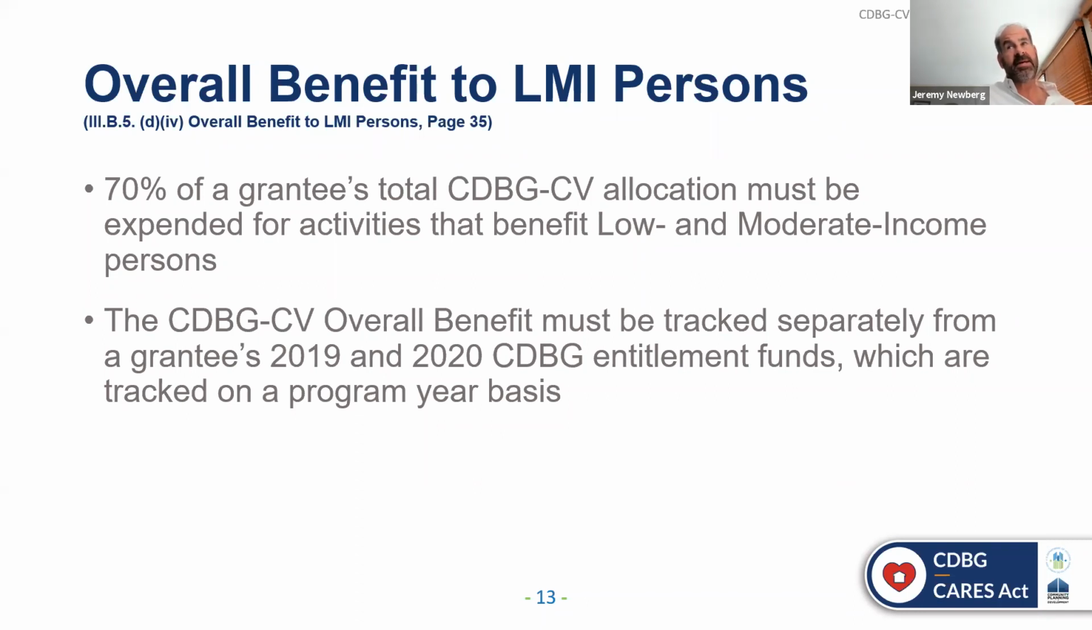So with CDBG, you've got to invest at least 70% of your grant to benefit low mod income persons or areas. You can't do everything under urgent need. And so you're going to have to think this through.